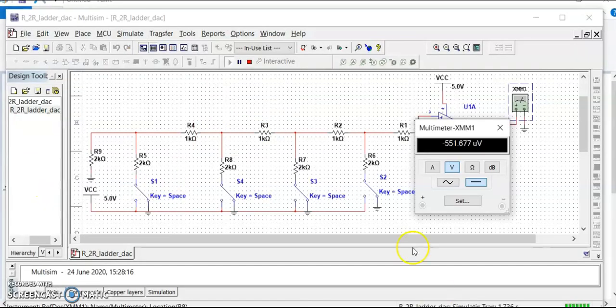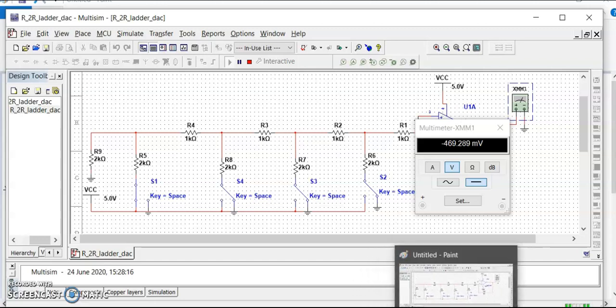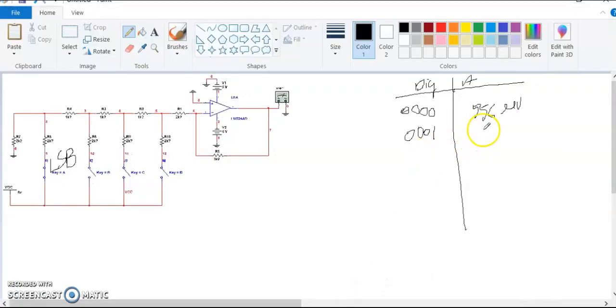Now I will show it. This is connected to plus 5 volts, you just click on it. Now this LSB bit is 1 and the remaining are all zeros. Then stop and execute. Our output voltage is 469 millivolts. Previously it was microvolts, now it is millivolts. So you should note down the output voltage. This value is 469 millivolts.